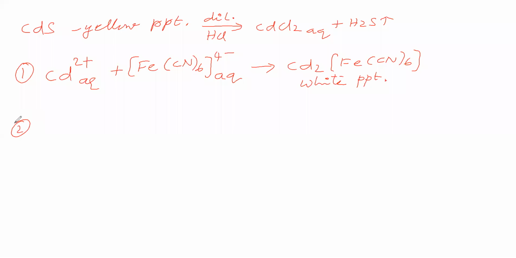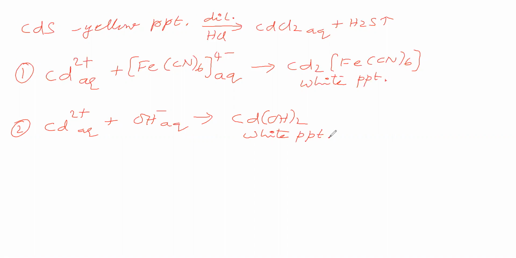Now we will go for the second part of the cadmium chloride solution. To the second part, sodium hydroxide solution is added. We get a precipitate, cadmium hydroxide, a white precipitate.